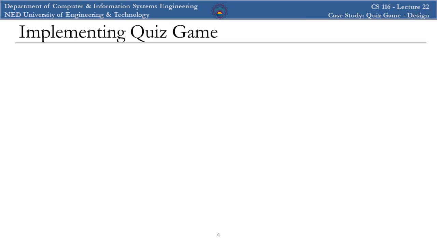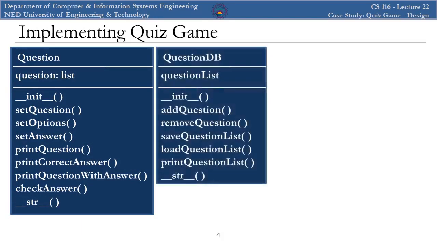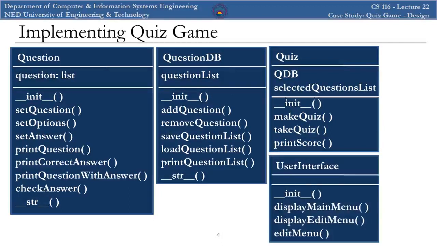To recall, we selected 4 classes for our application. First one was Question. Then second one was QuestionDB. A question will hold just a simple question. QuestionDB will hold a list of questions, or our question bank. And then there was a Quiz class which will create a quiz. And then there was a UserInterface class which will glue all these things together.